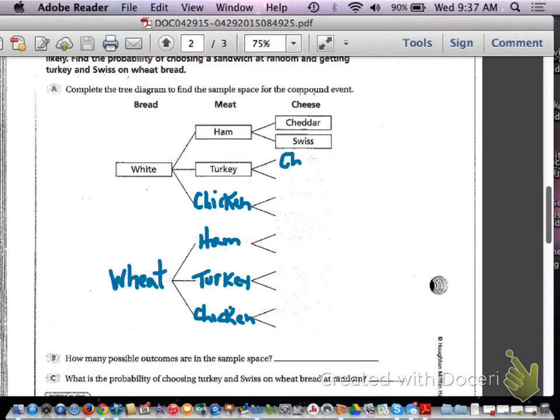So for here, we'll have a cheddar and a Swiss for each. Cheddar and a Swiss.